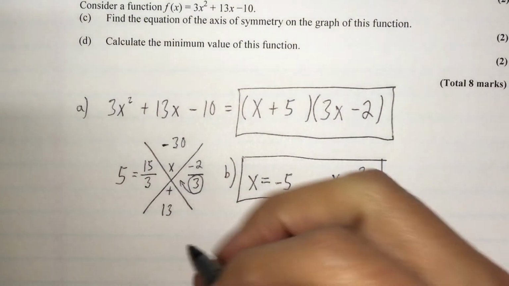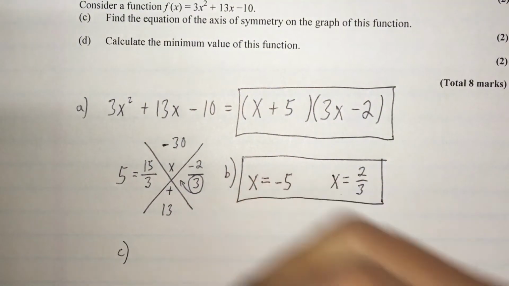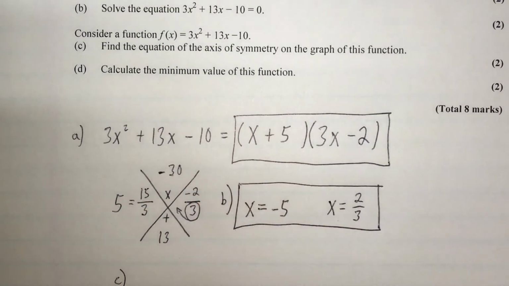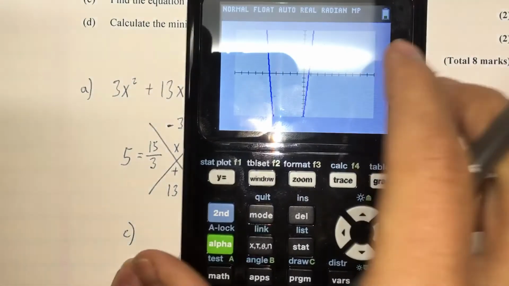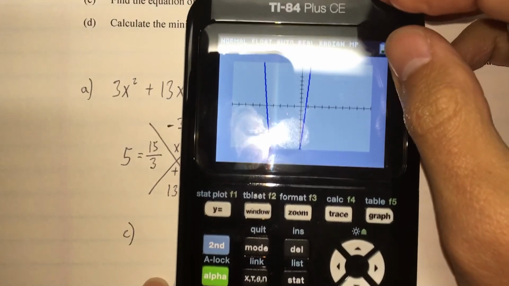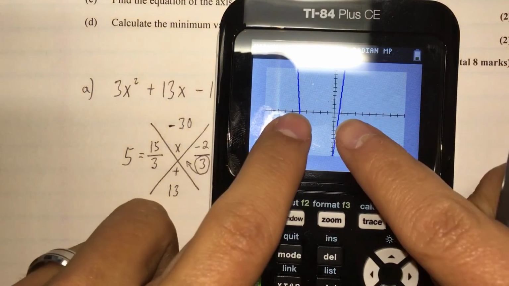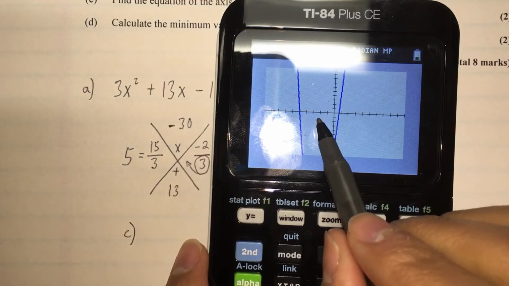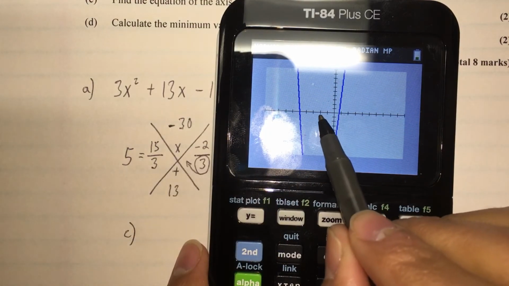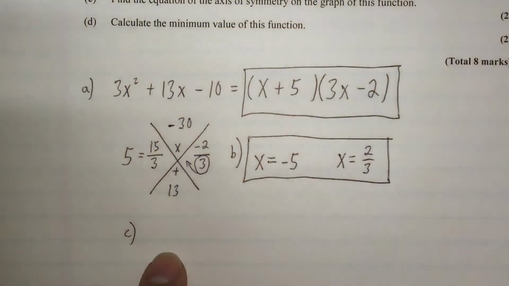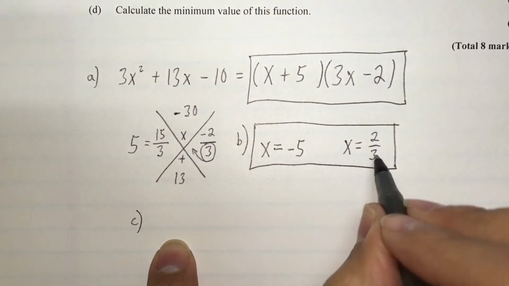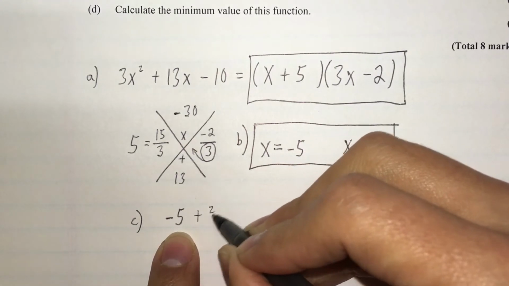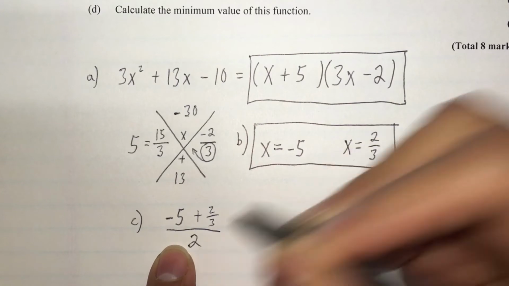For part C, it's asking to find the equation of the axis of symmetry. The axis of symmetry goes right between every single point on the parabola. We have the two x-intercepts, so to find the equation of the axis of symmetry, it's going to be the average of our two x-intercepts. So we need to find the average of these two solutions. So that's -5 plus 2/3 divided by 2.